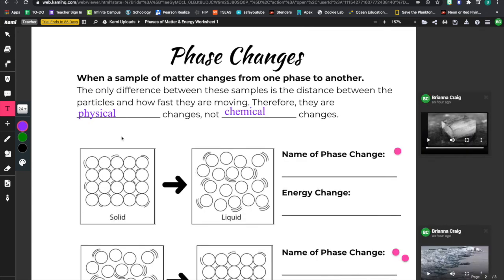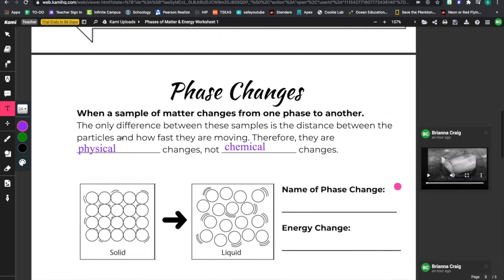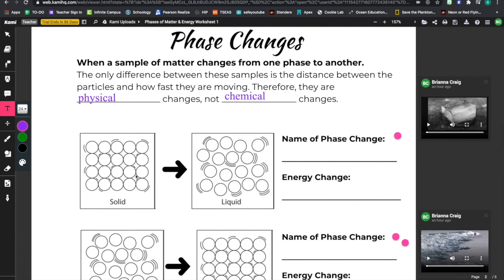Okay, so here's the deal. You need to know this. You need to know the names of each of these phase changes. You need to know the energy changes associated with them. This is going to be on the quiz, all of this. Okay, so you can use this as you're filling out this chart, but what I want you to think about every time you see one of these is look at the particles. Are they moving closer together? Or in this one, they're actually moving farther apart. So what does that mean? They must have more kinetic or movement energy, right?